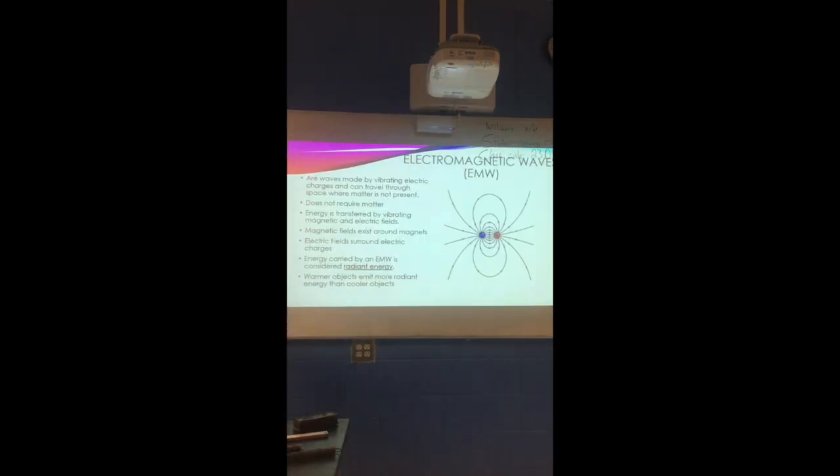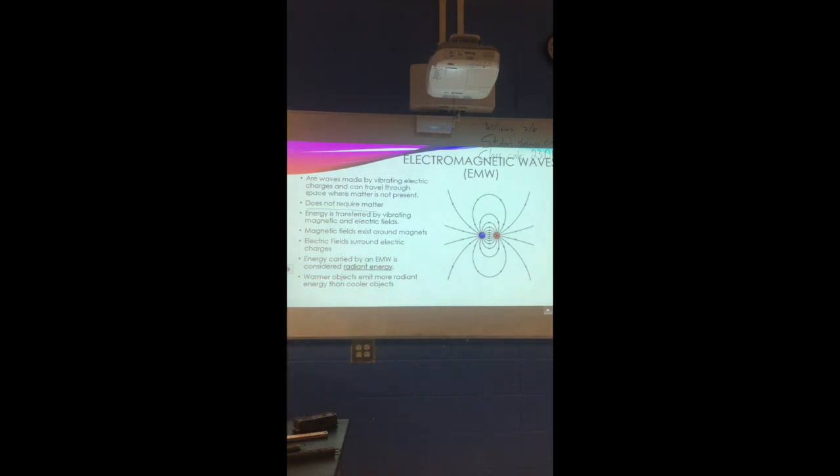All right. So electromagnetic waves, most of the light energy that we talk about, all of the light energy that we talk about, are electromagnetic waves. They are waves made by vibrating electric charges and can travel through space where matter is not present. Okay, so it does not require matter, but it can pass through matter at the same time, okay?